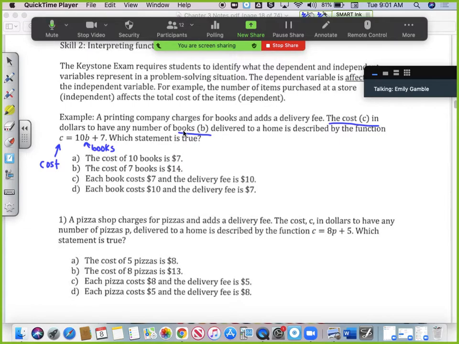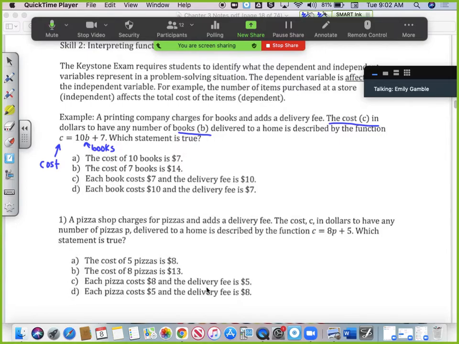So, looking at this function, we have to determine which statement is true. Is A true? The cost of 10 books is $7. Not sure. It's kind of random. I see a 10 in the function, and I see a 7, but I'm not sure if that's true, so I'm just going to come back to that one. B. The cost of 7 books is $14. I don't know either. It's not popping out at me as right or wrong, so I'm going to move on to the next one and just read it. We're problem solving right now. C. Each book costs $7 and the delivery fee is $10. That one's kind of intriguing because I see 7, I see 10. And then D says each book costs $10 and the delivery fee is $7.